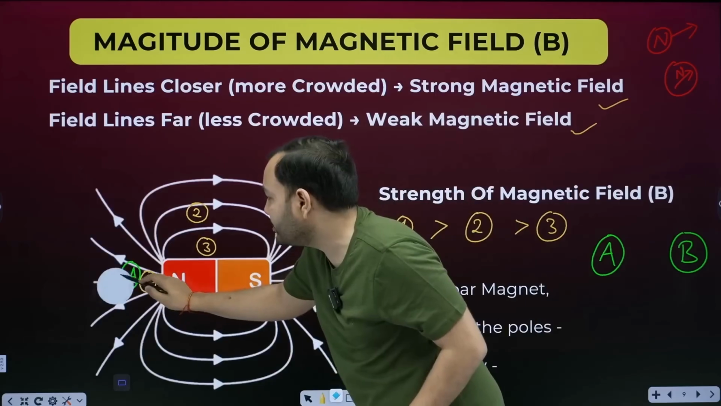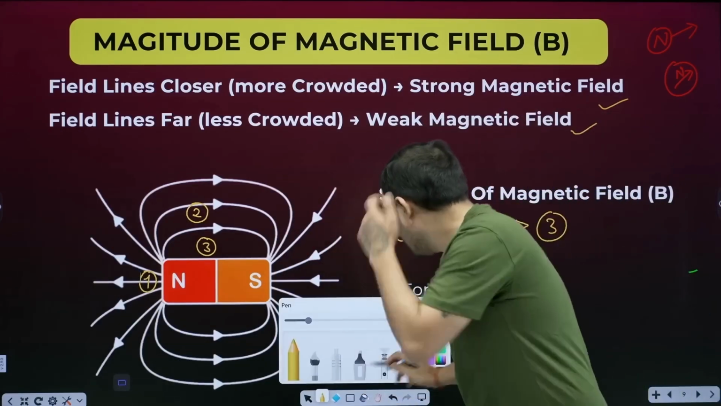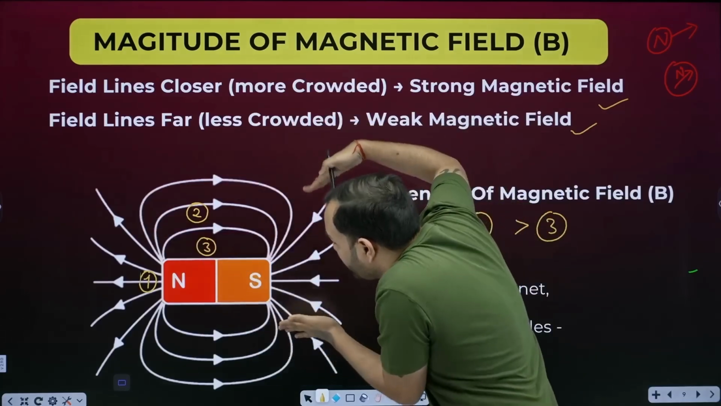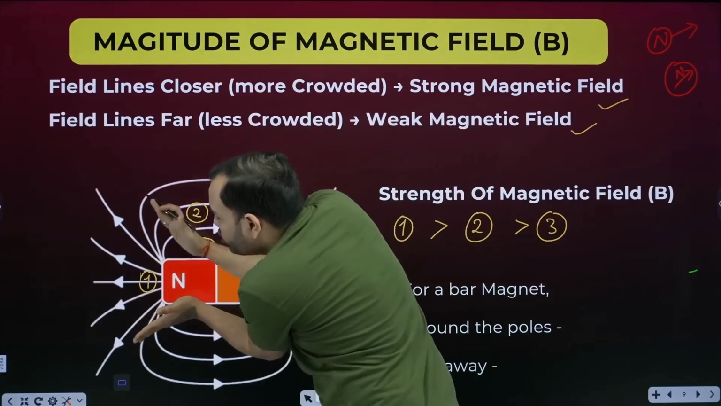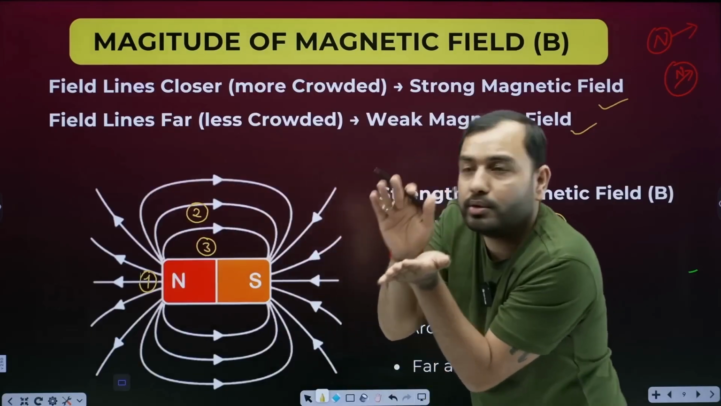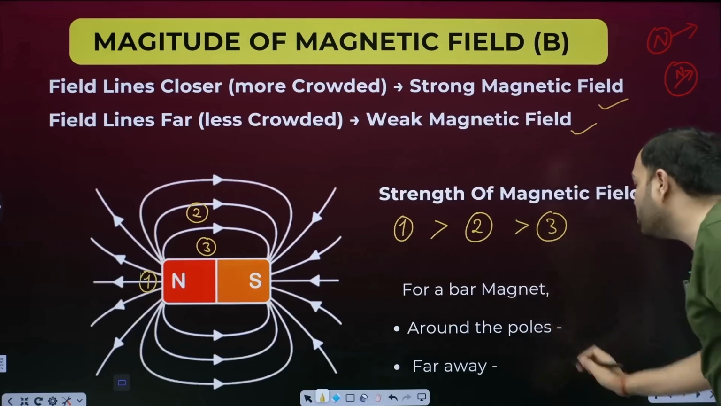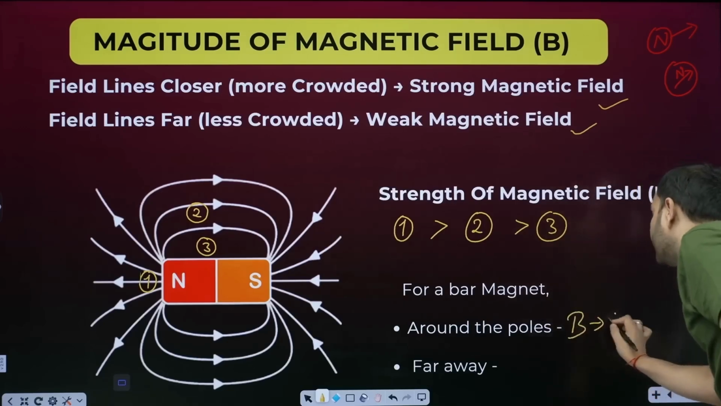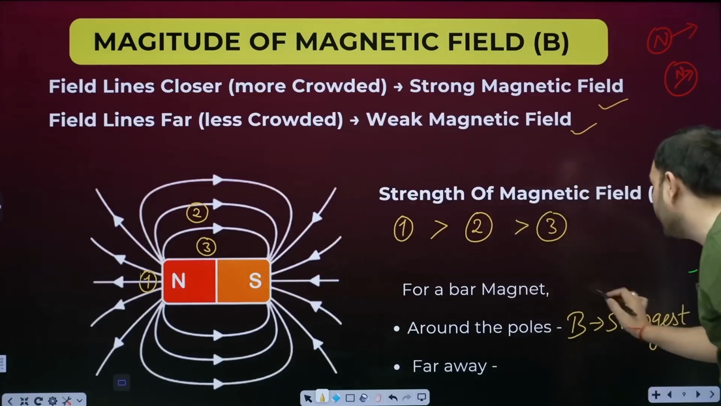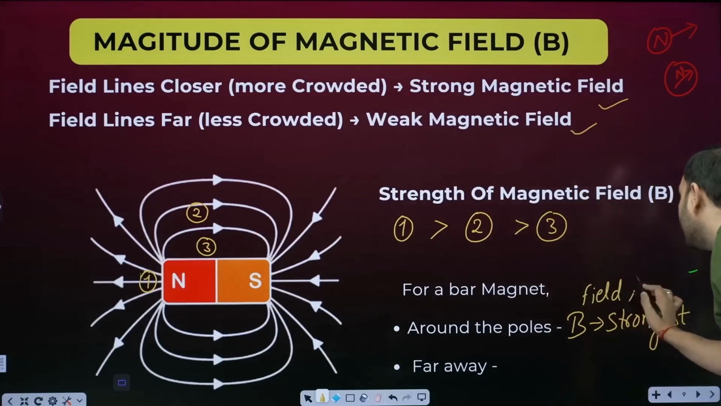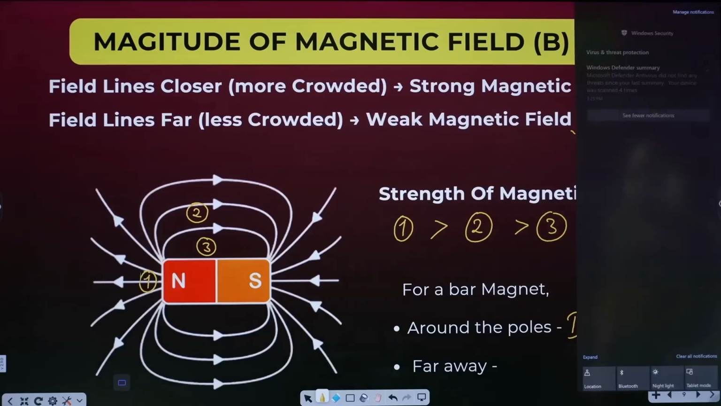Now look, all the field lines come out from here. The place is only this much. So what will it become? Close. And all of them have to emerge like this. So there will be a lot of crowding at the poles. At the poles, the field lines are very close. That is why for a bar magnet, around the poles the magnetic field will be strongest. Because the field lines are extremely crowded. There is a jam. Is it understood?